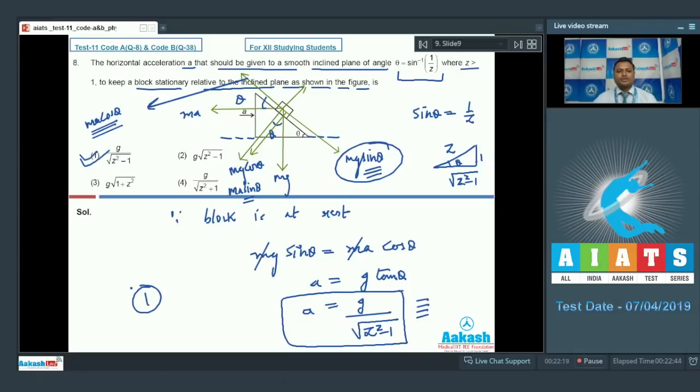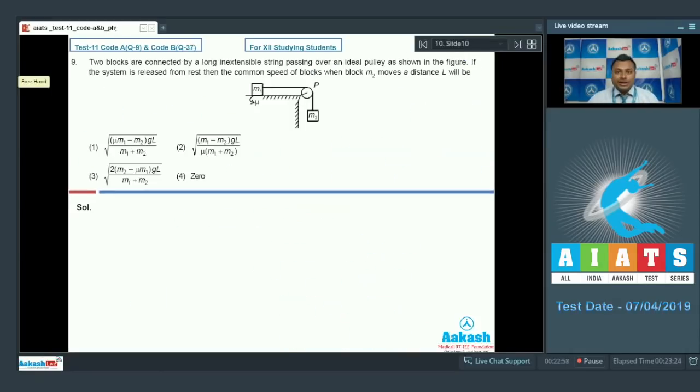Now move on to the next, that is question number 9. So here is question number 9, everyone. Two blocks are connected by a long inextensible string passing over an ideal pulley as shown in figure. If the system is released from rest, then the common speed of blocks when block M2 moves a distance capital L will be what? Now it is clearly mentioned that M2 has moved by a distance L, and since the string is inextensible, M1 will also move by distance L.